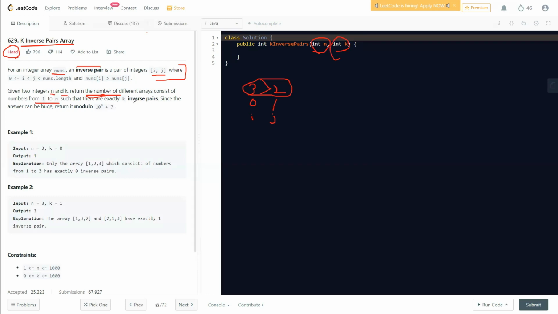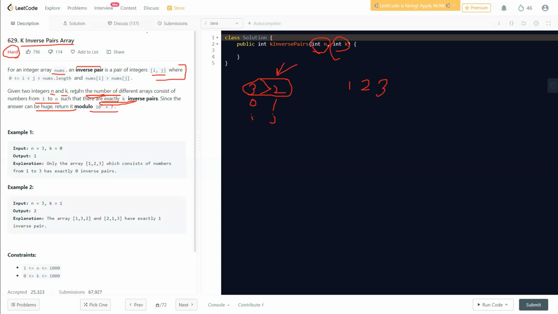There should be exactly k inverse pairs. What is an inverse pair? It is what was defined just now. So the array should contain 1 to n. If n is 3, it can be 1, 2, and 3. And there should be exactly k inverse pairs, neither less nor more. Further, it mentions that since the answer can be huge, return it modulo 10 to the power 9 plus 7.